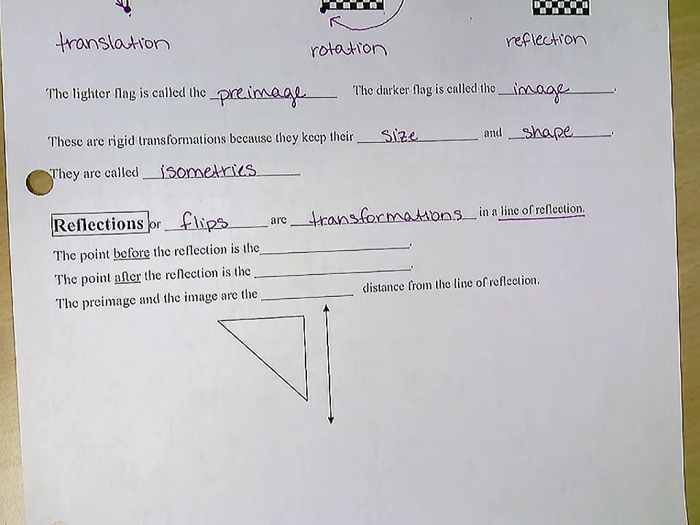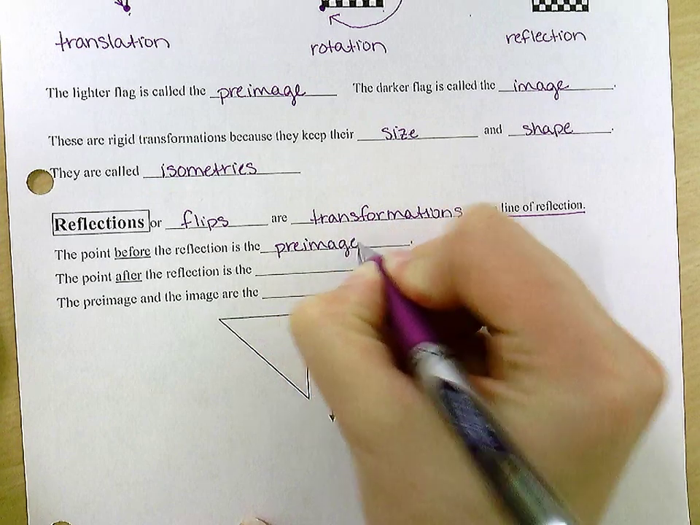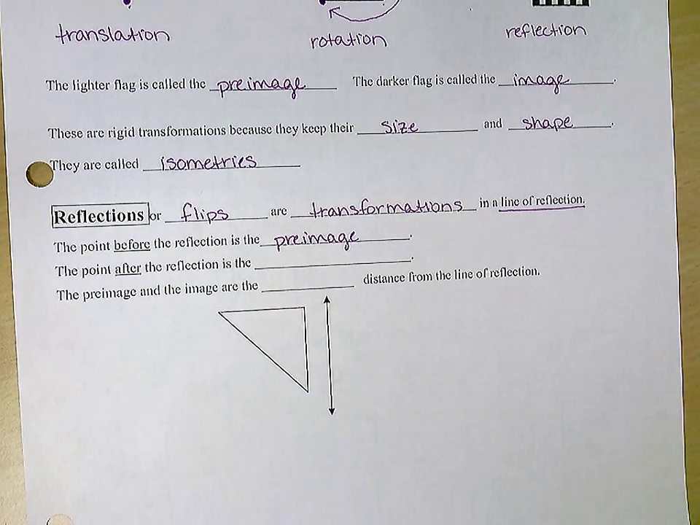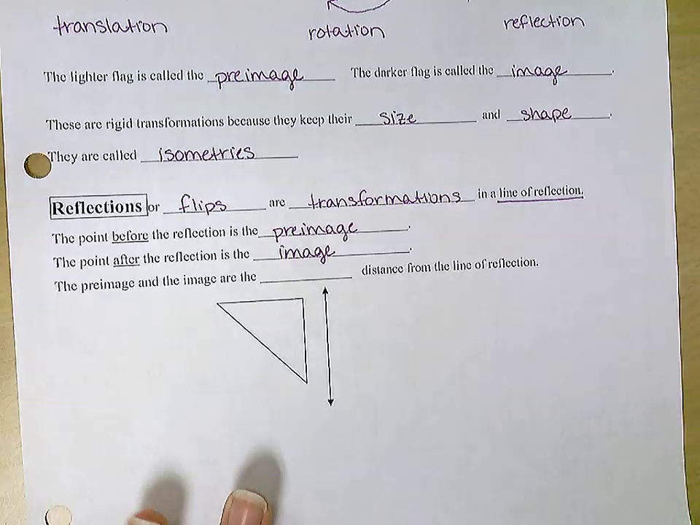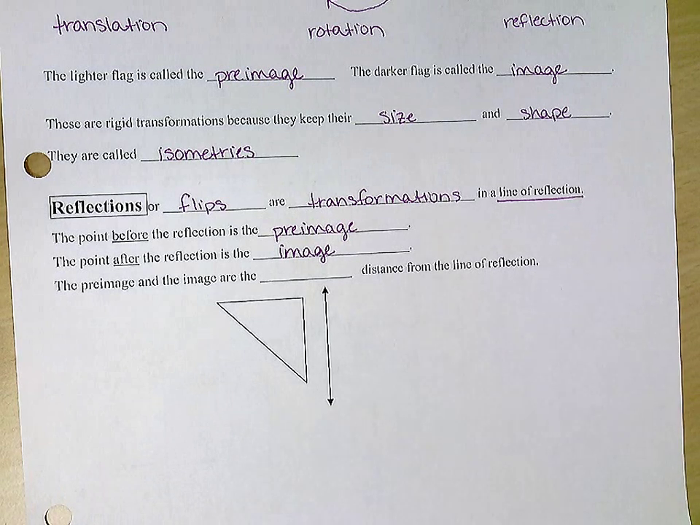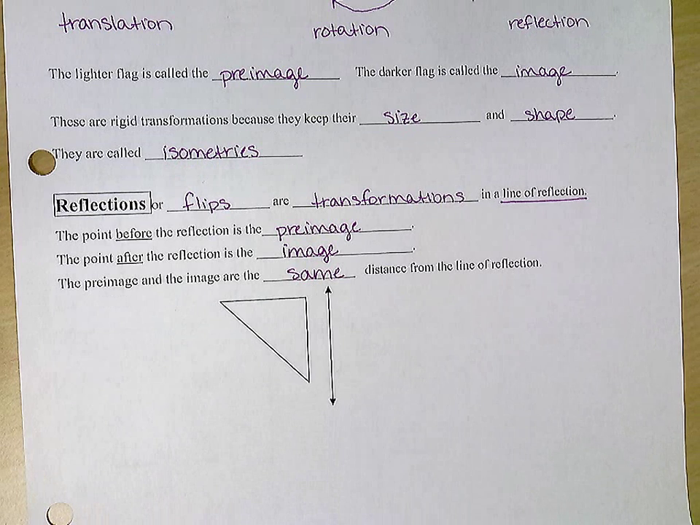Now again, the point before your reflection, that is called the pre-image. And the point after you do that reflection is called the image. So the pre-image and the image are the same distance from the line of reflection. That is why you have a ruler. Your pre-image and your image are the same distance. So we're actually going to measure out those points and make sure they are the same distance.